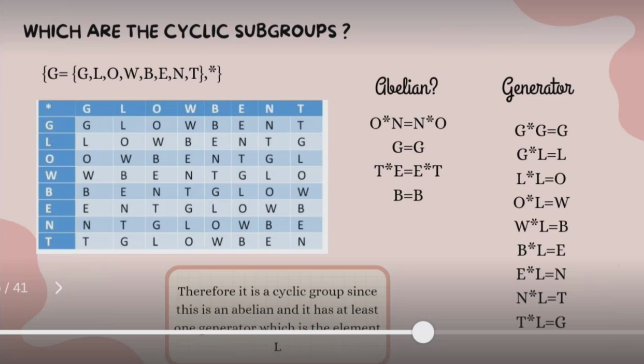First, G star G is G. G star L is L. L star L is O. O star L is W, and W star L is equal to B. B star L is equal to E. E star L is equal to N. N star L is equal to T, and T star L is G. Therefore, it is a cyclic group since this is abelian and it has at least one generator, which is the element L. Now we will move on to the other table.